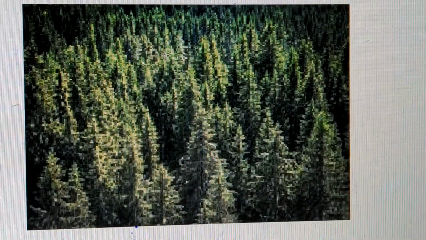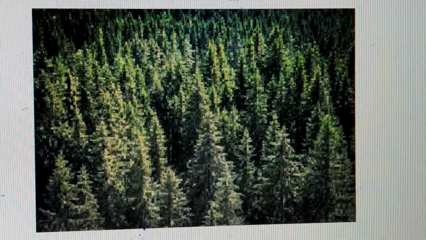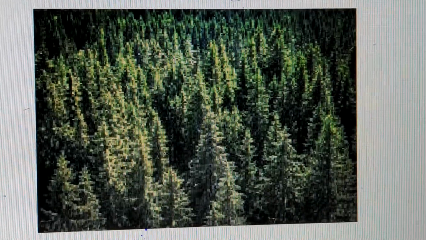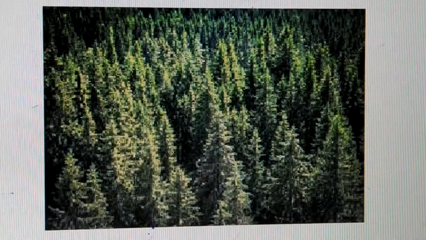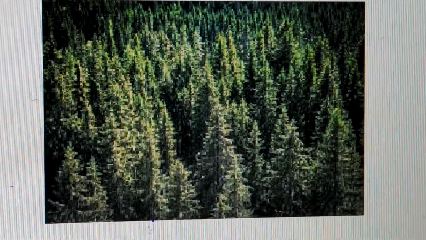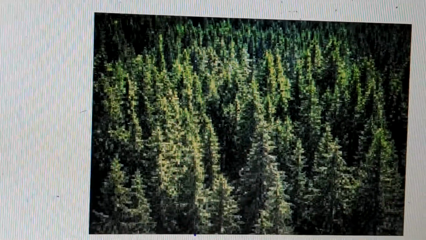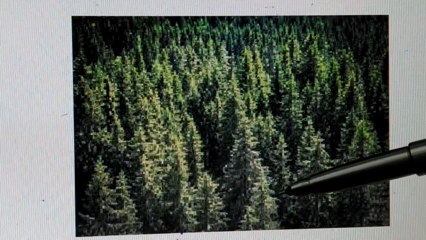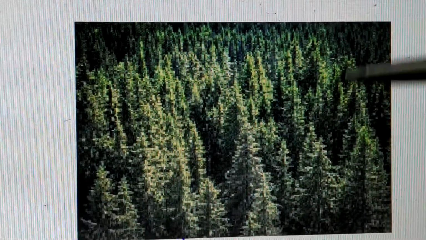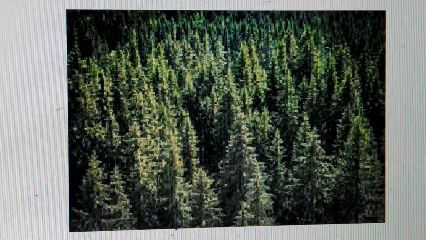Welcome everyone. In this part, we'll be discussing the next example from the gymnosperms, and that will be Pinus. The image in front of us gives an idea of what exactly it is. This image is actually a forest created by the Pinus tree. So these are nothing but Pinus trees which form a forest-like area.